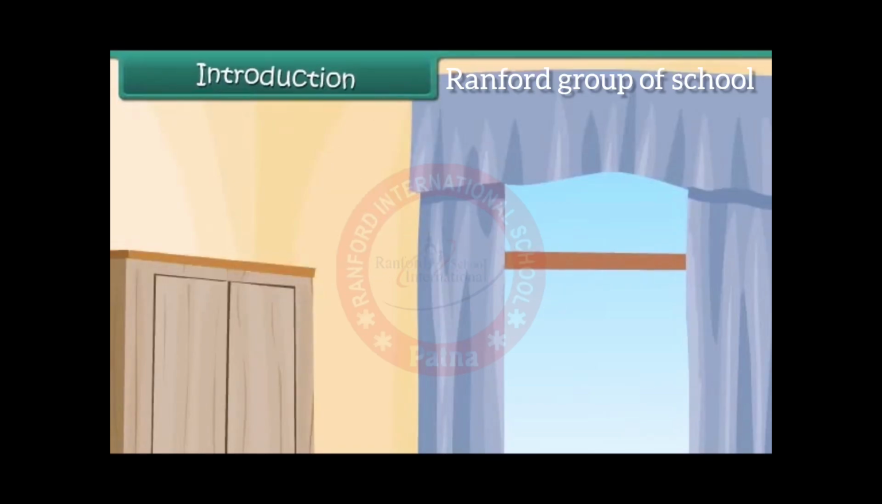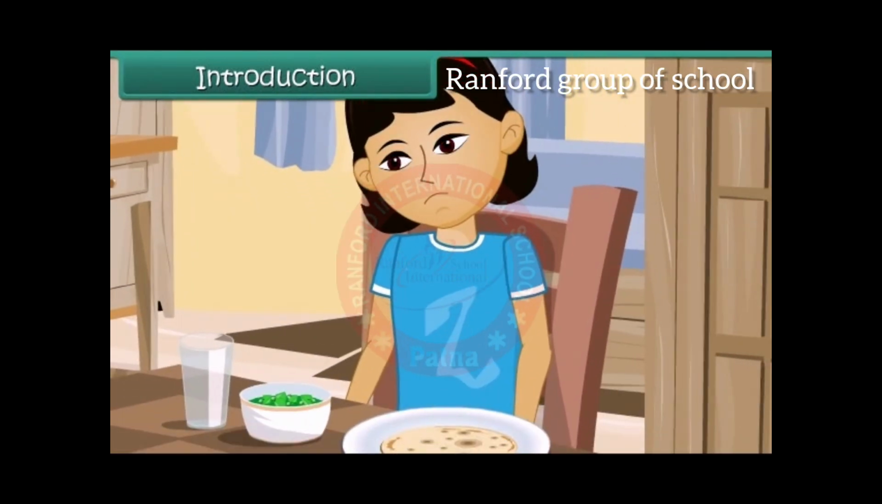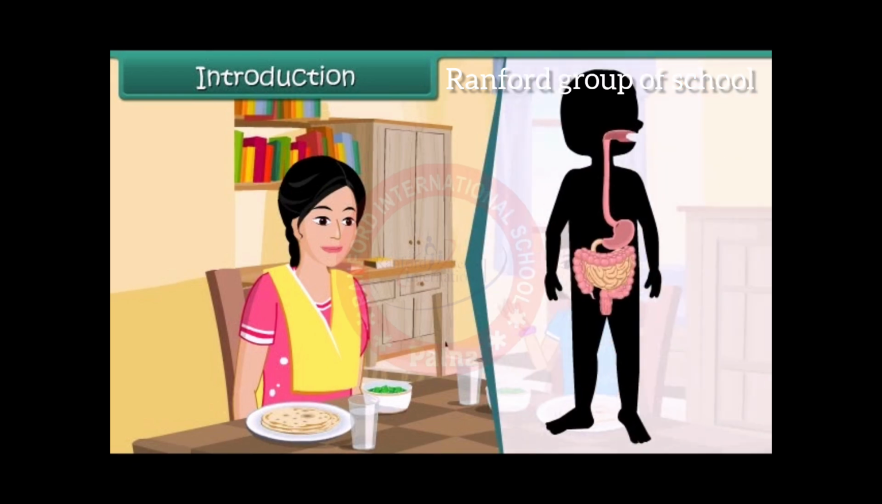Introduction. It is lunchtime. Preeti's family is at the dining table. Preeti looks at her plate and frowns. Her mother has served her spinach and she hates it. Preeti's mother directs her to eat it as it is good for her body. Preeti wonders how the food she eats reaches different parts of her body.